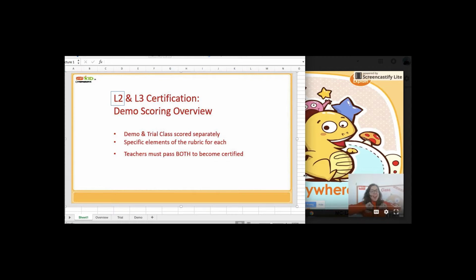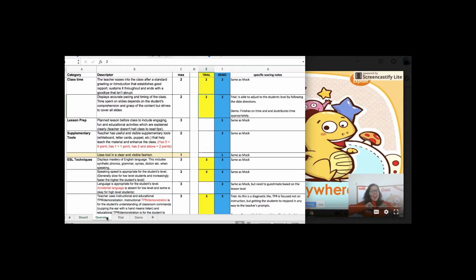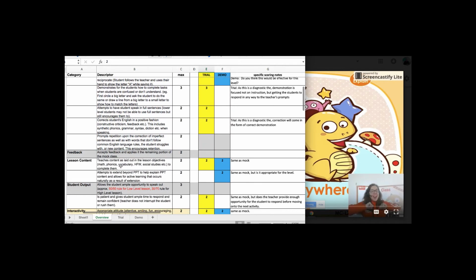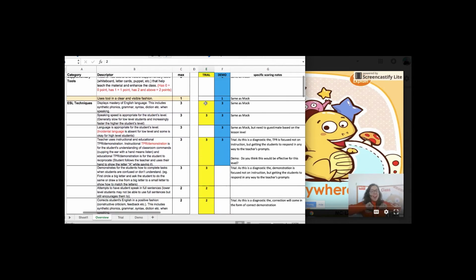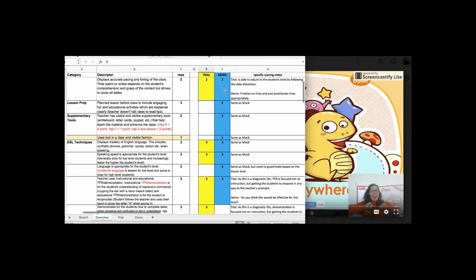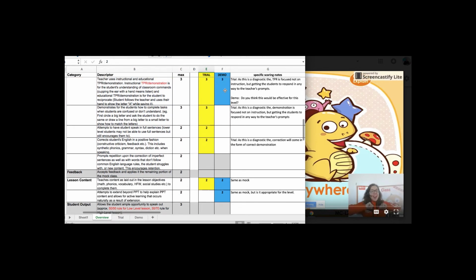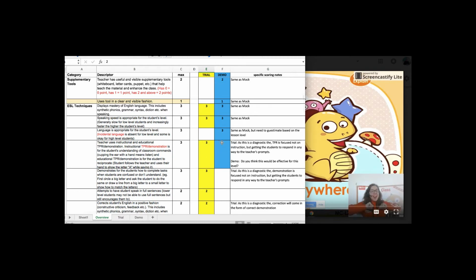The demo and the trial class are scored separately. There are specific elements from the rubric that will be used for each of those. I'll walk you through that shortly. And the teacher must actually pass both to become certified. So what do I mean by certain elements? Here you see in the spreadsheet, you'll actually do the scoring on a Google form. In the spreadsheet, you see the various components of the rubric as it is now. The parts in yellow are what we will use to score the trial class. The parts in blue are what we will use to score the demo class. And obviously you see there are some areas of overlap.